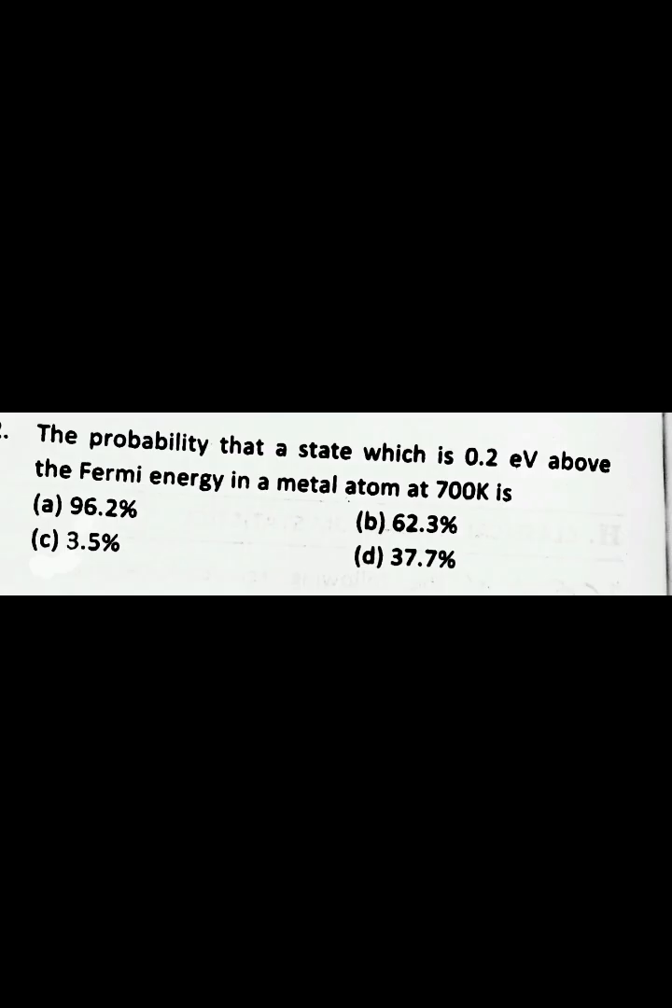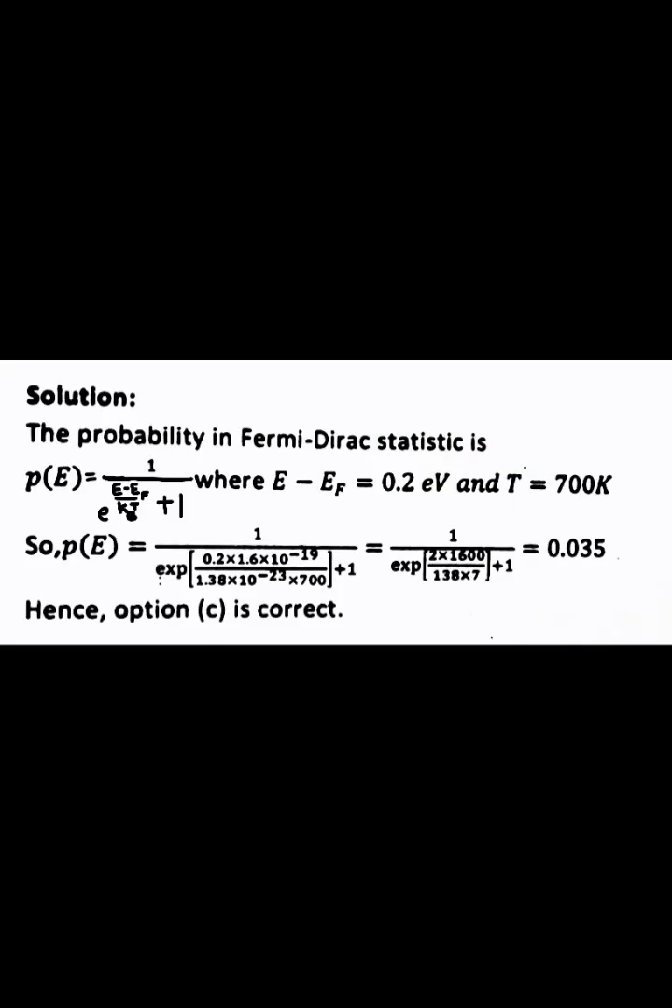The next question is, the probability that a state which is 0.2 eV above the Fermi energy in a metal atom at 700 Kelvin is dash. So the probability in the Fermi-Dirac statistics is P of E is equal to 1 by e raised to (E minus EF) by kBT plus 1. Here E minus EF is equal to 0.2 electron volt and T is equal to 700 Kelvin.